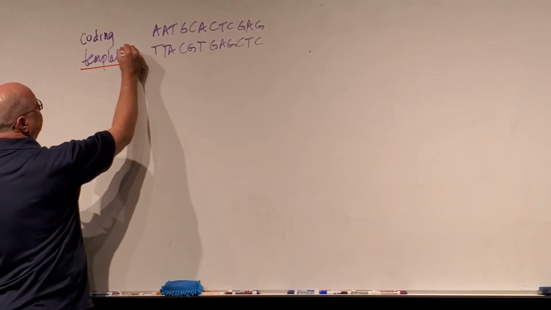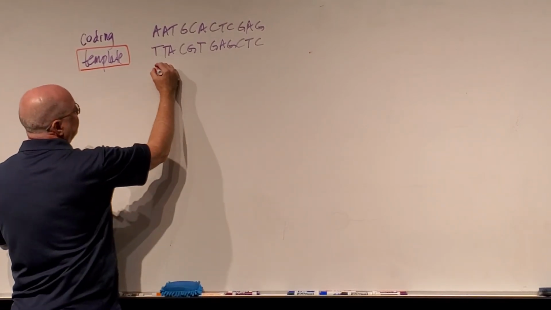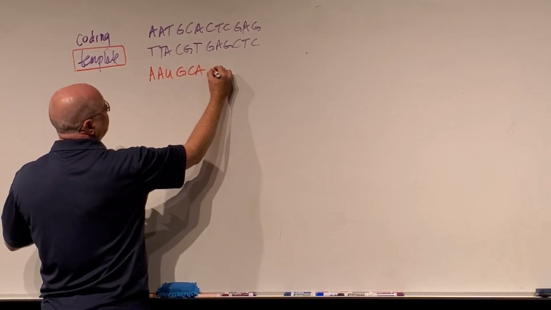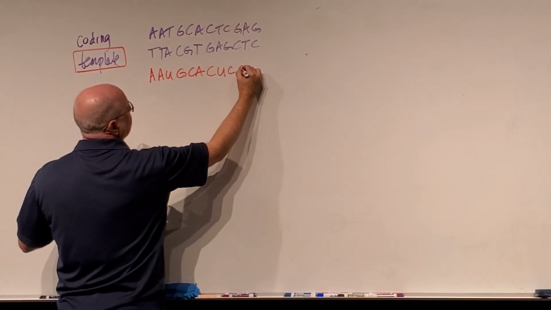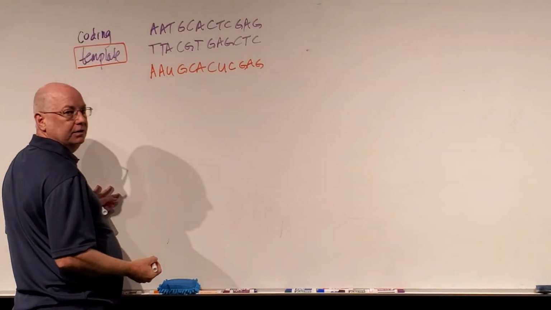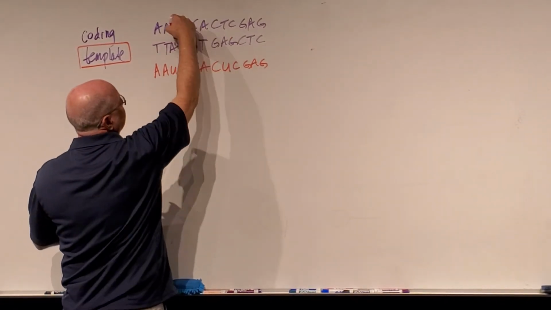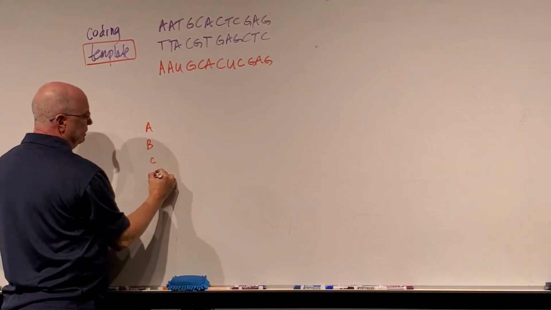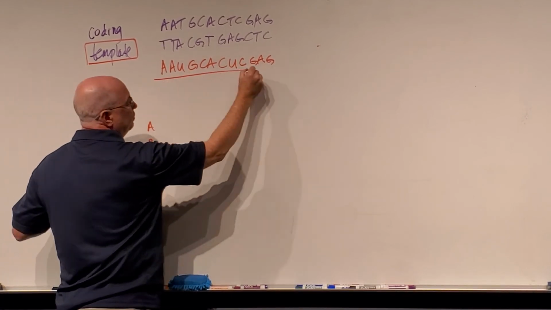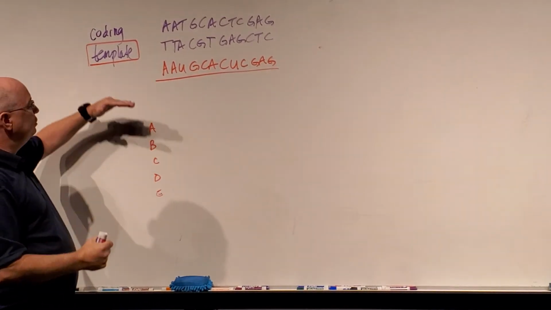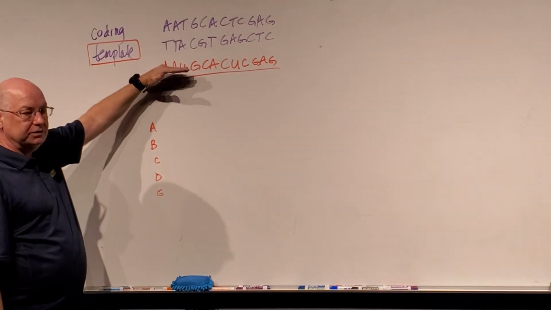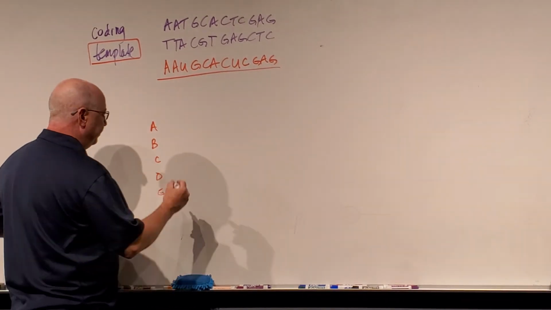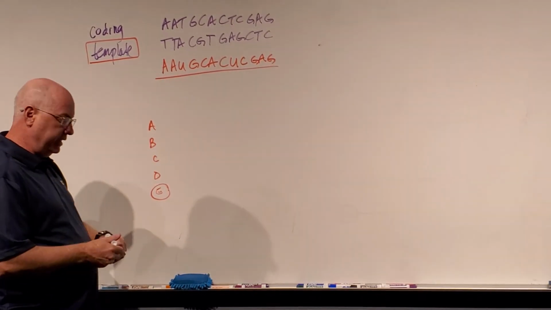I need to use my template strand. And I can go AAU, GCA, CUC, GAG. You could go to the coding strand and just replace the T's with U's and it would give you the same answer. And then you would have answer choices A, B, C, D, E down here. And you have to find the one that reads this. So you would actually have to know, I used the template strand, that would be the series of bases. If you use the coding strand and you did this, you would get the wrong answer. And you would find the correct answer. Let's say it's answer choice E and bubble that in.